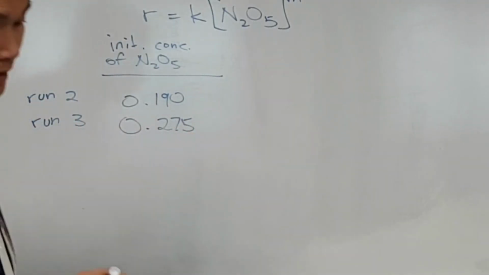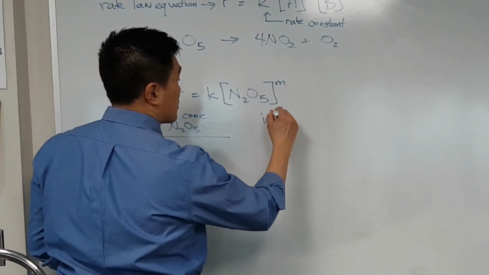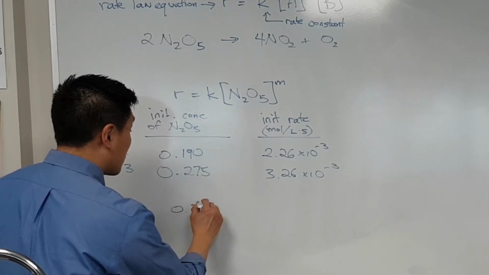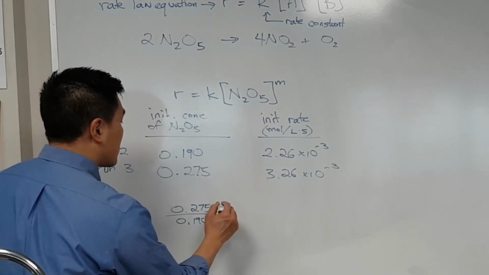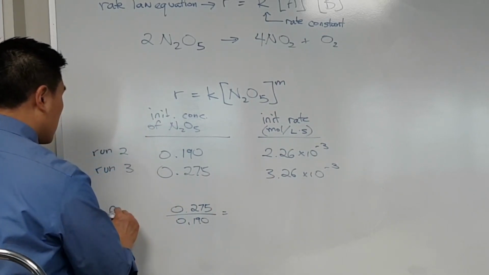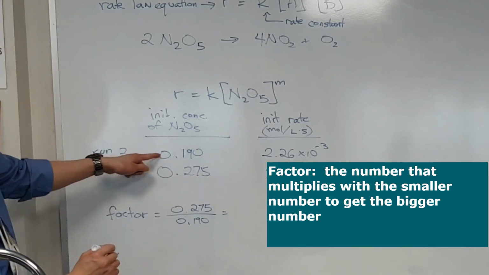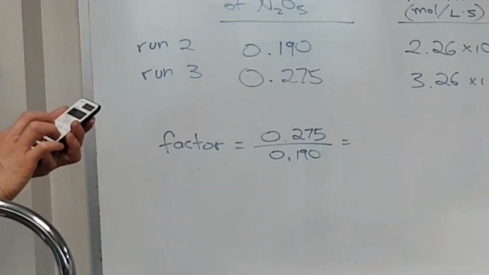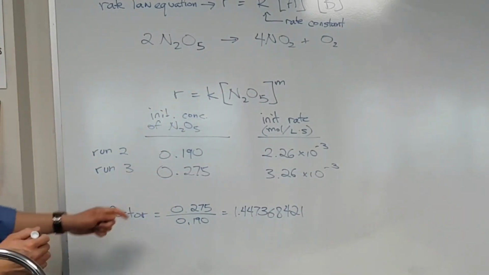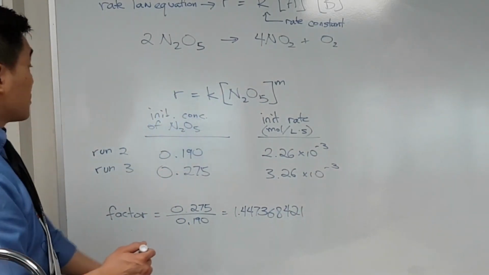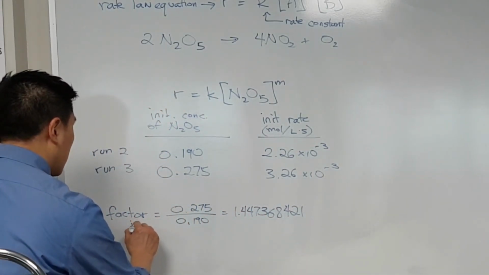Initial concentration. The other column is initial rate. So this is how fast the reaction is happening. So I'm going to do it this way. 0.275 divided by 0.190, okay, and that's going to be equal to a factor. So what factor is this number being multiplied by to get this? Divided by 0.190. I want all the digits. So that's the factor between here and here. Now we're going to do the same thing for here. So this is the factor for the initial concentration.